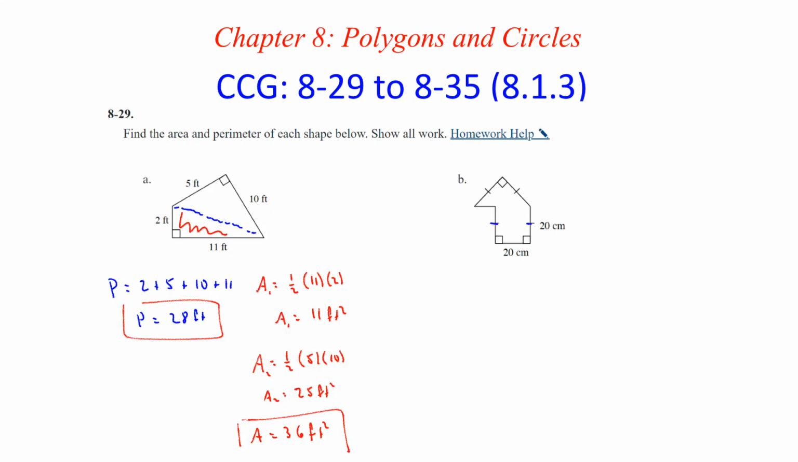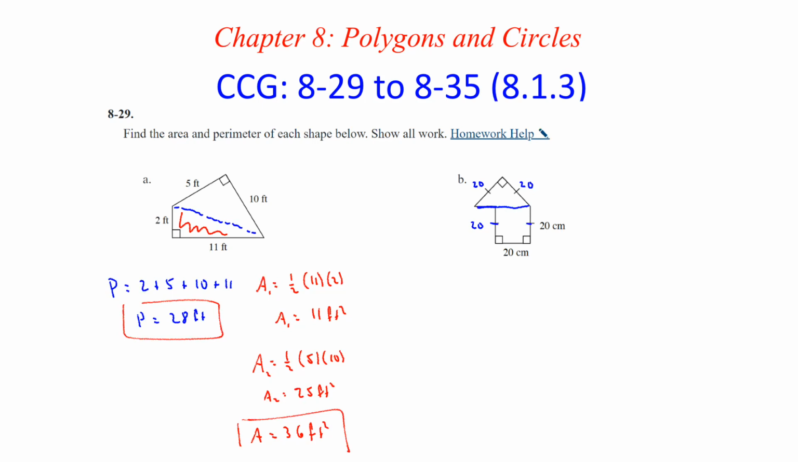On Part B, we have these markings as being congruent. So if that's 20, then this is 20, as this is 20, and this is 20. So it looks like the side that we're missing here is this one right here to find the perimeter, so we will need to find that. We can also split this up into a triangle and a square so that we can find the area as well.